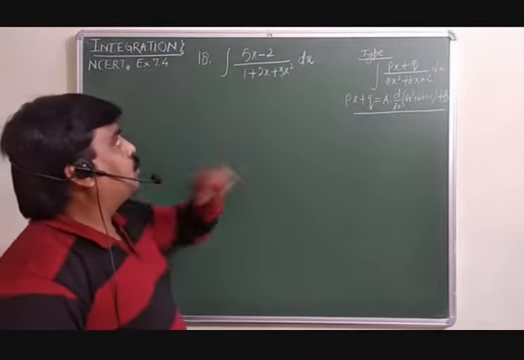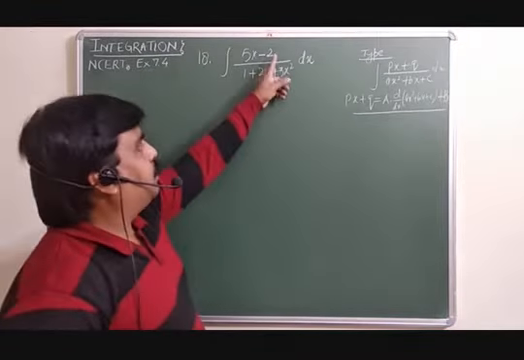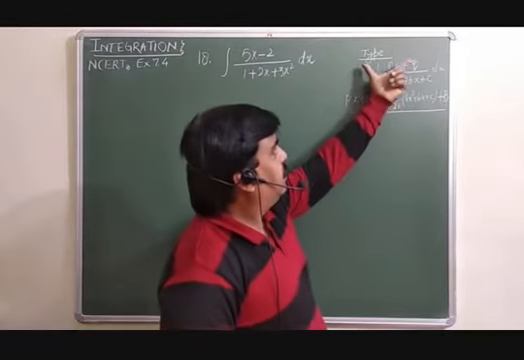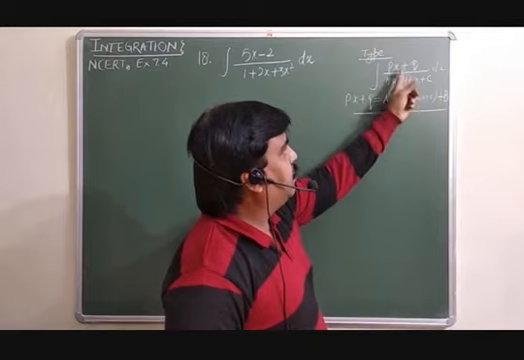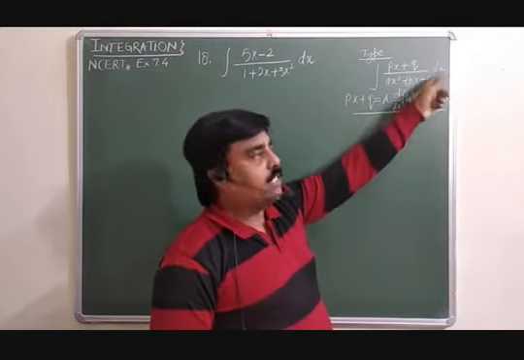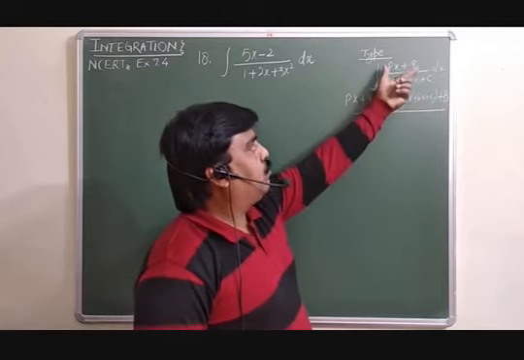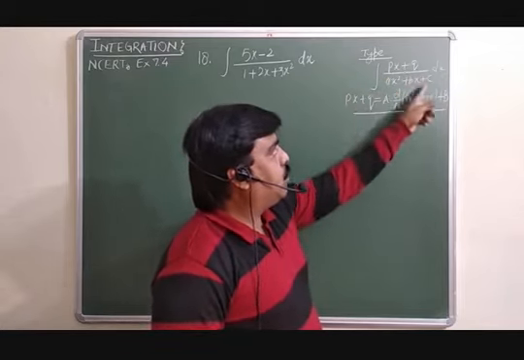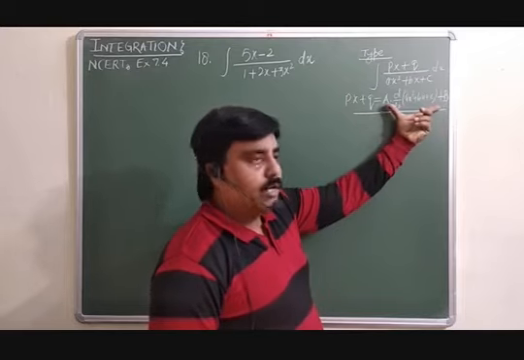Okay, now question number 18 is there, that is integral of 5x minus 2 over 1 plus 2x plus 3x square dx. This is of this type: if (px plus q) over (ax square plus bx plus c) dx is there, first of all you have to write px plus q is equal to a into the derivative of the denominator plus b, and calculate the values of a and b here only.